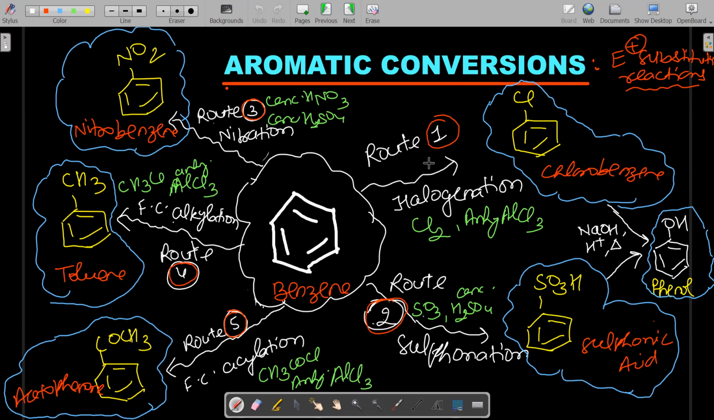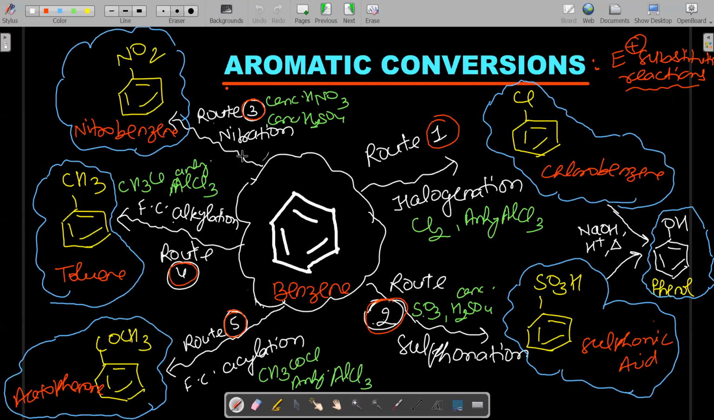That is route 1. In route 1, we'll follow halogenation and then the next steps. Route 2, that is sulfonation using sulfonic acid. Even in route 1 and 2, where there is the formation of chlorobenzene and sulfonic acid, they directly react with base, basic medium, and acidification to form phenol. And then we'll move to the next steps, meaning we'll move from phenol to other conversions.